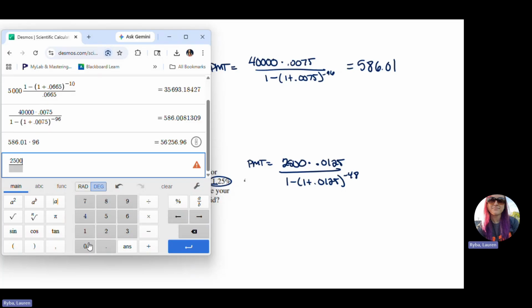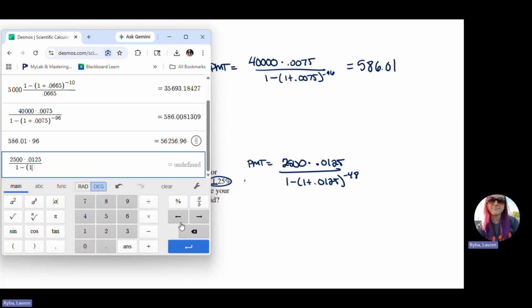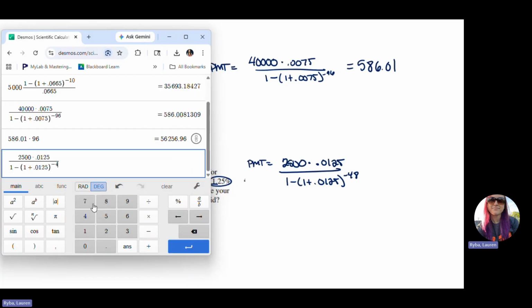So 2,500 times 0.0125 all over 1 plus 0.0125 to the negative 48 power. So your monthly payment is $69.58.